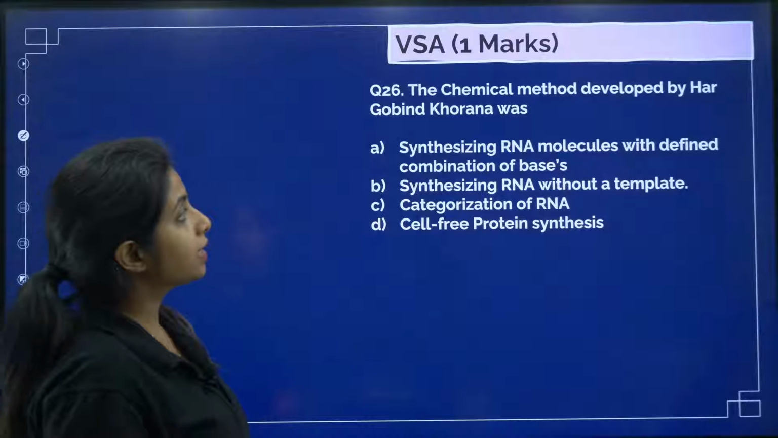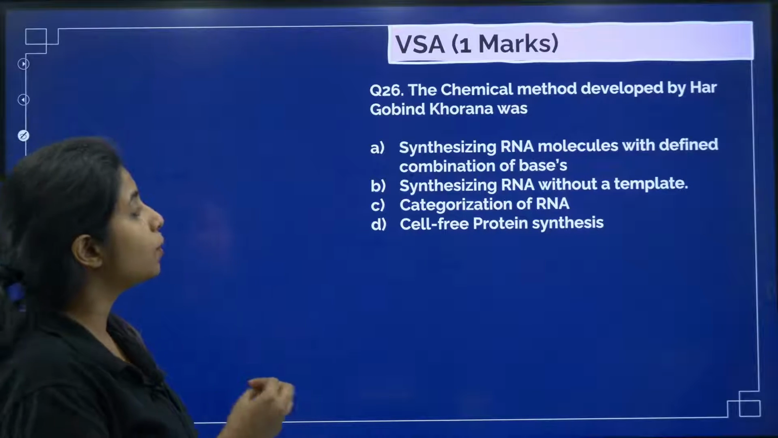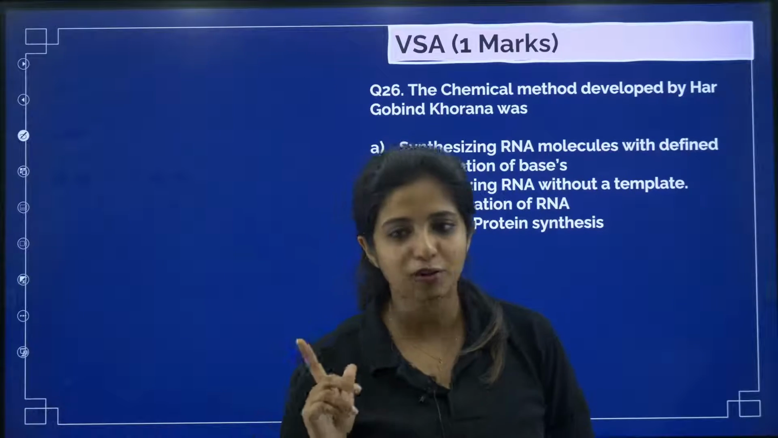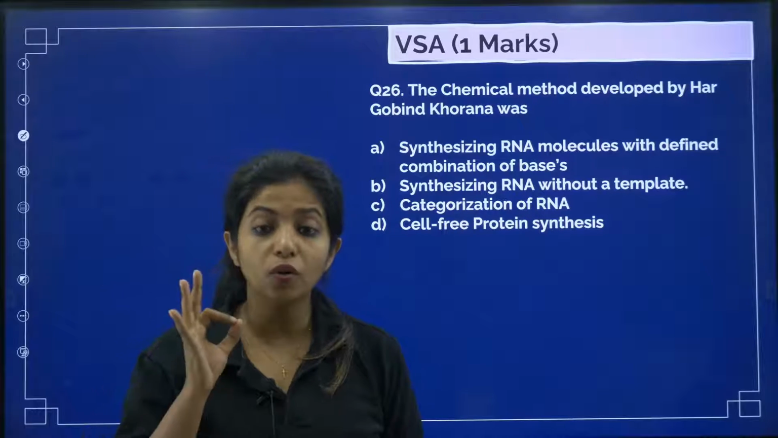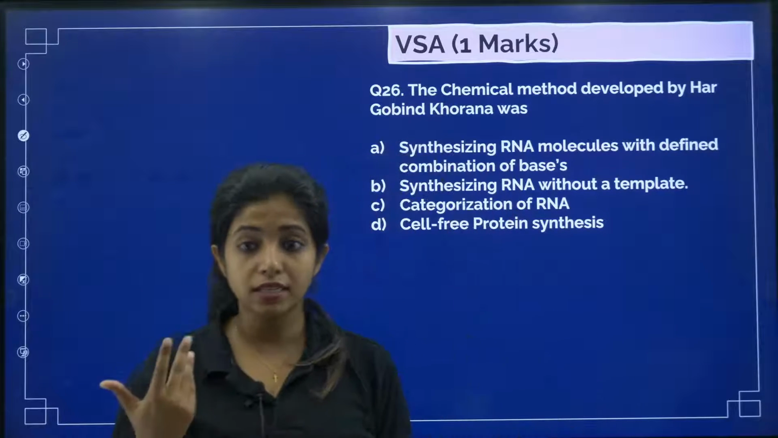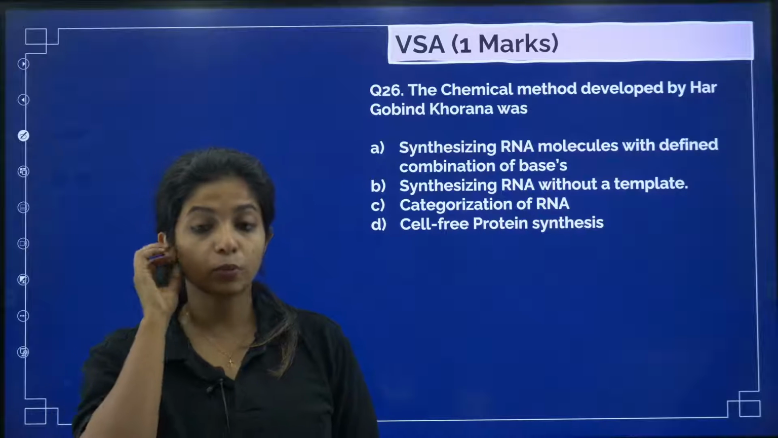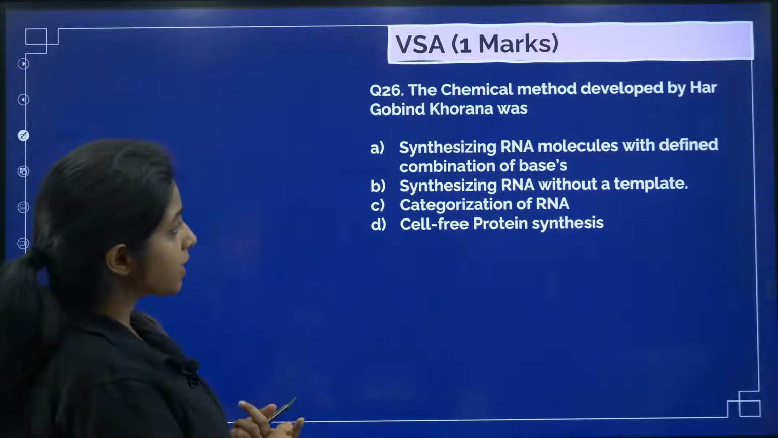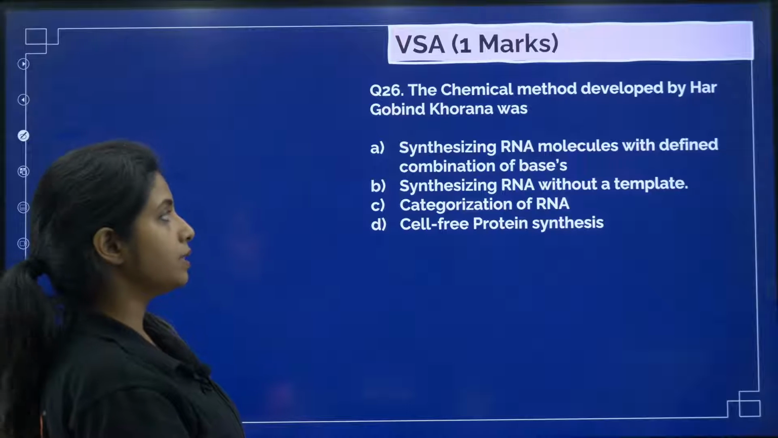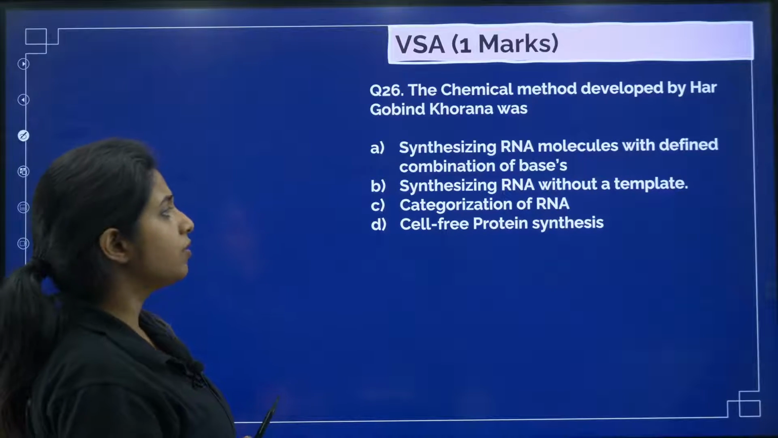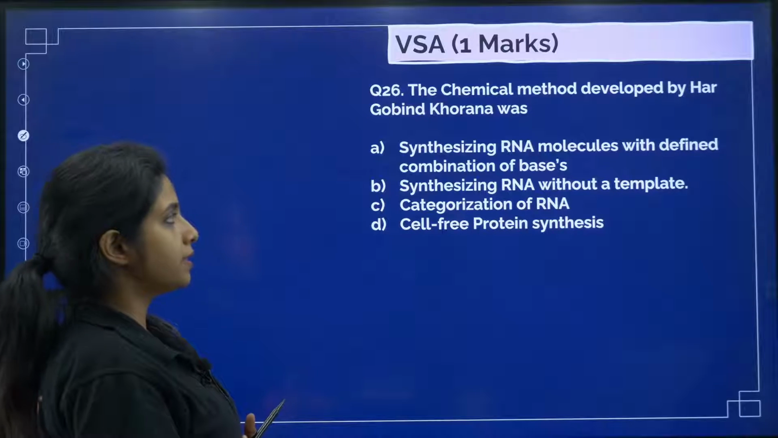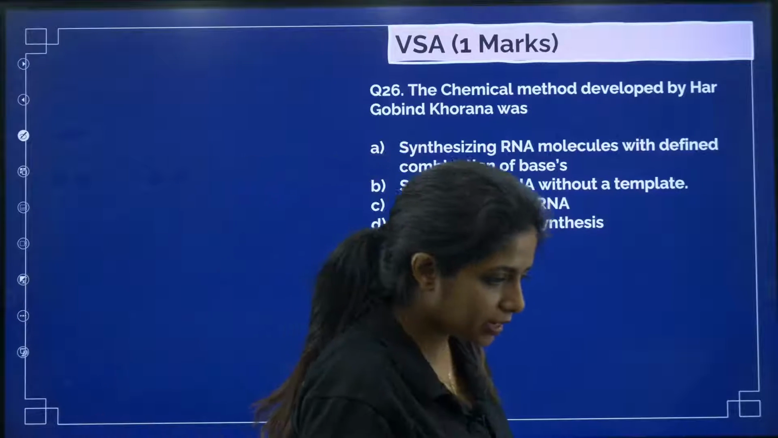Next question. The chemical method developed by Hargobind Khorana. That is a boring question, but we need a boring question in between, right? The chemical method developed by Hargobind Khorana, who was a scientist, my dear children, what was his chemical method? Synthesizing RNA molecules with defined combination of bases, synthesizing RNA without a template, categorization of RNA, cell-free protein synthesis. Now this is a question directly from your NCERT.